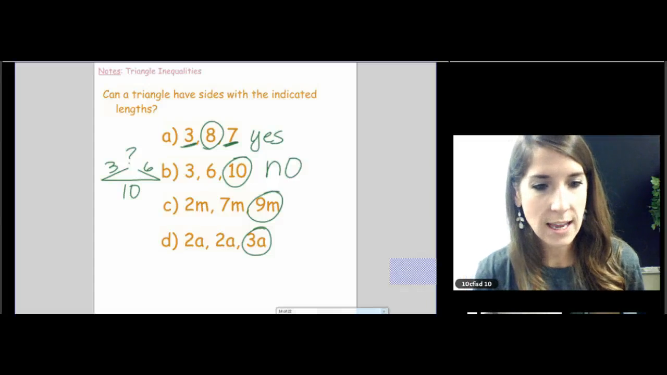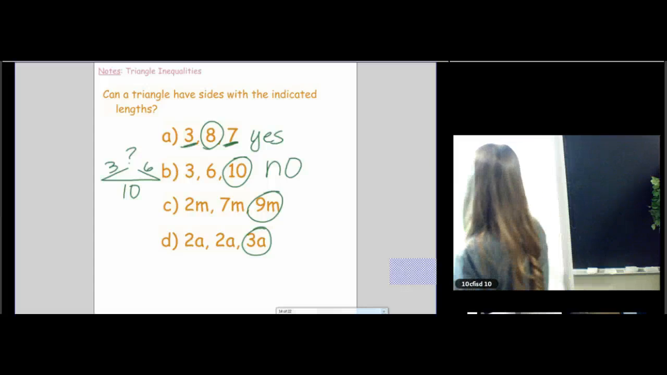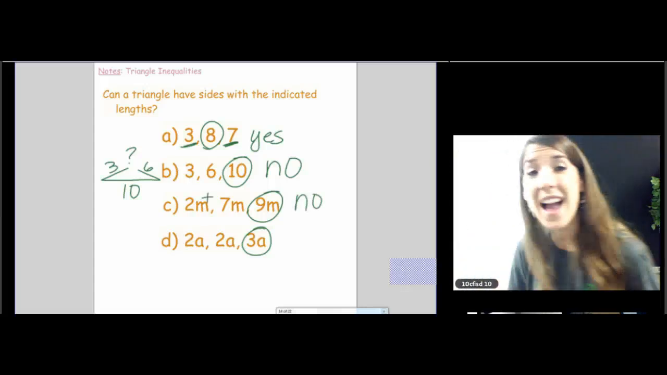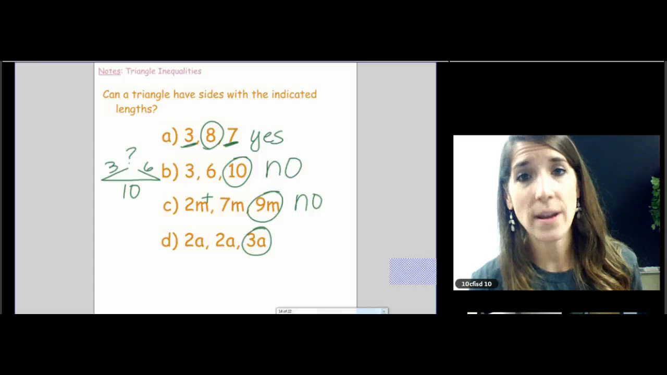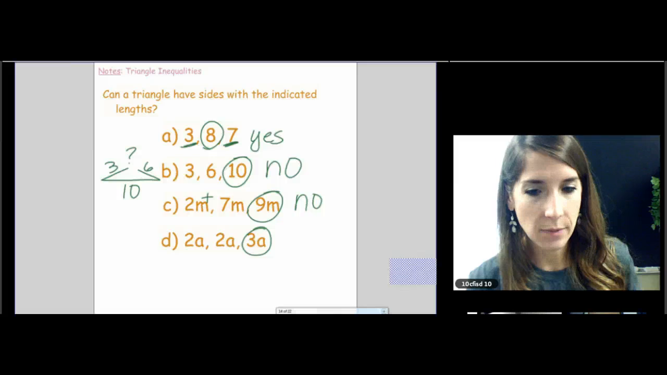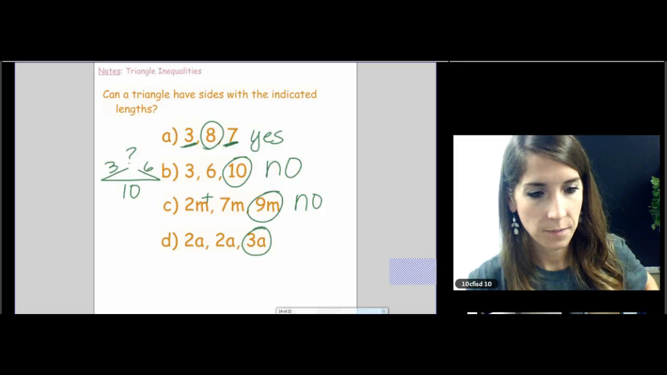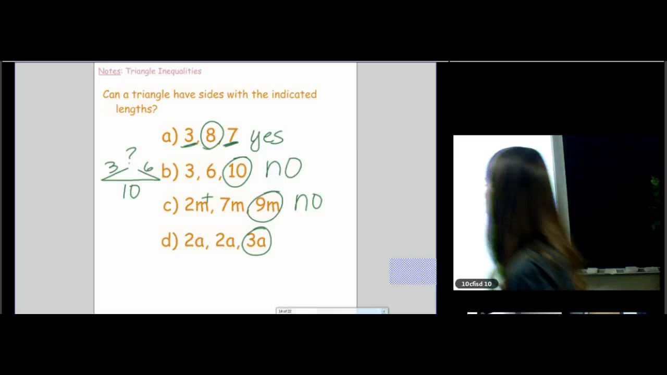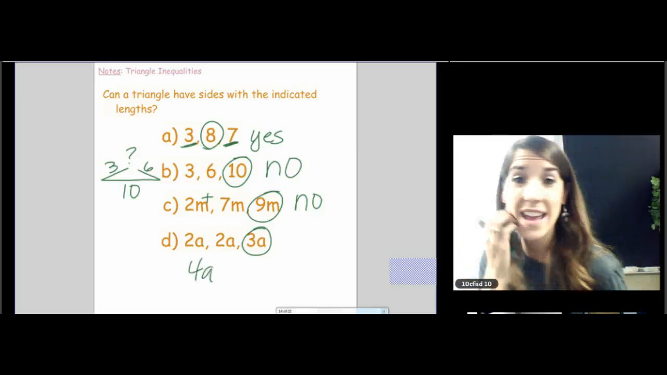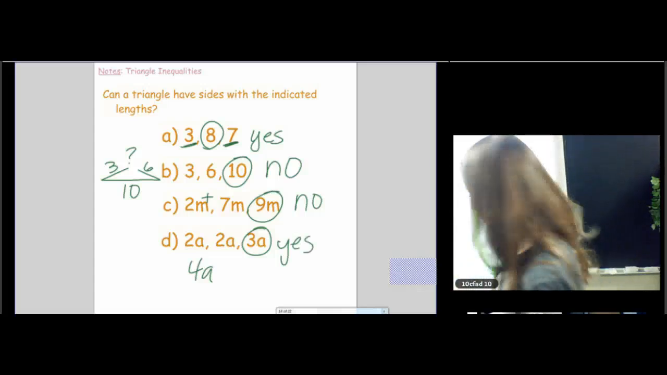Alton, what'd you get for C? Yes or no? Will it form a triangle or not form a triangle? No. Very good. 2 plus 7 is 9. 9 equals 9. It can't be equal to. It has to be greater. Greater, greater, greater. Rishi, what about D? Yes, very good. 2a plus 2a is 4a. 4a is greater than 3a. So that's yes. Good?